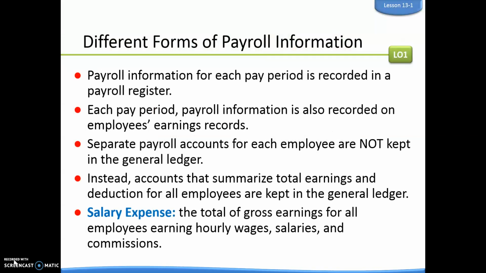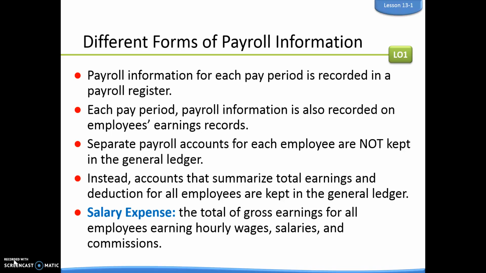So let's get into this a little bit. There are different forms of payroll information. For each pay period, our payroll information is recorded in the payroll register. We did work with that in Chapter 12. And then for each pay period, payroll information is also recorded on our employee earnings record. So we have two places that this is already located. However, neither of these are in a journal yet.